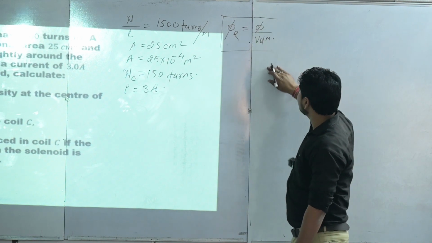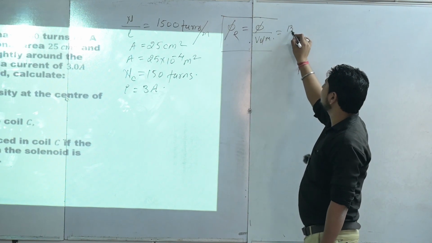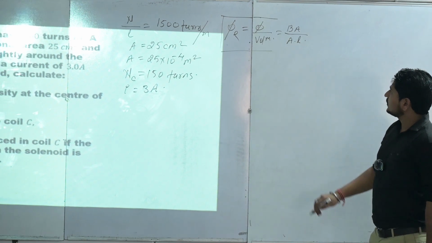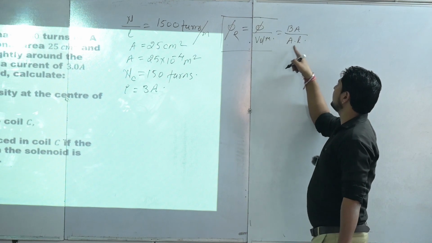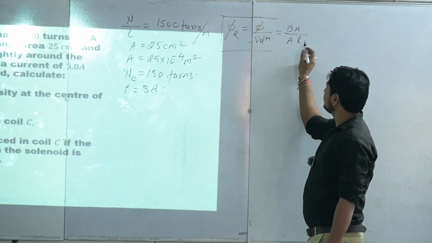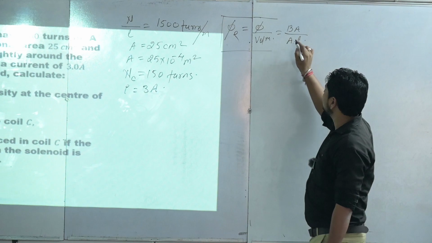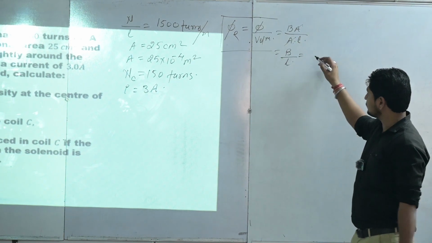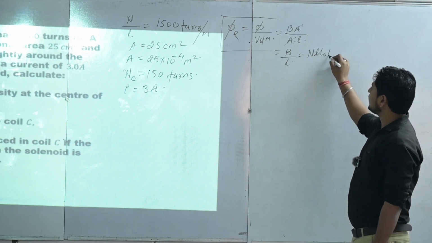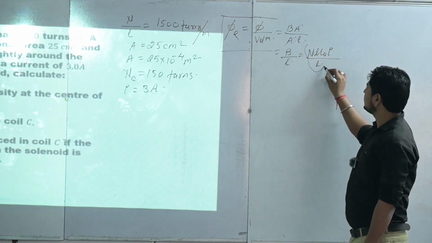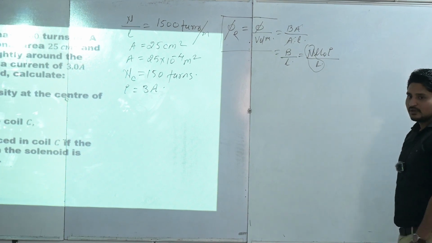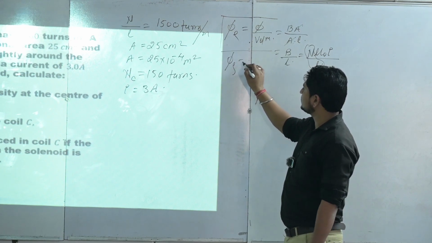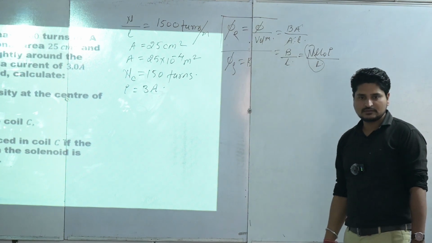If I solve this, phi is again B into A, and volume is again area into length. So phi equals B into A, where A into L is your volume. The A and this A cancel, so it's B divided by L, and B for the solenoid is N mu naught I. So this is N mu naught I divided by L, the number of turns per unit length. This means that magnetic flux density is nothing but the magnetic field of the solenoid.